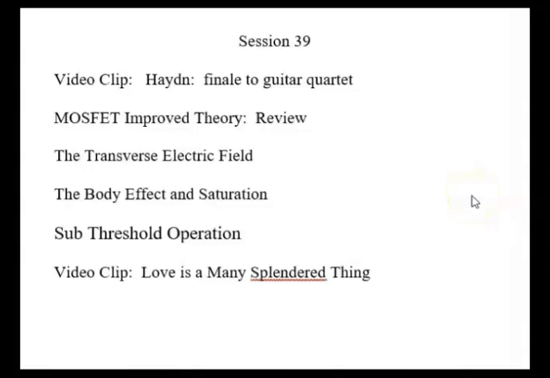Welcome back, and here is a brief outline of some of the things we'll be covering in today's session. We're going to start with a short review of the quote-unquote improved theory of the MOSFET. And whenever we're talking about improved theory of the MOSFET, we're talking about these two parameters, K and M, and they're related, but generally M is the one that is used because it's a little bit easier to use and it's more convenient. And then we'll be looking at the transverse electric field.